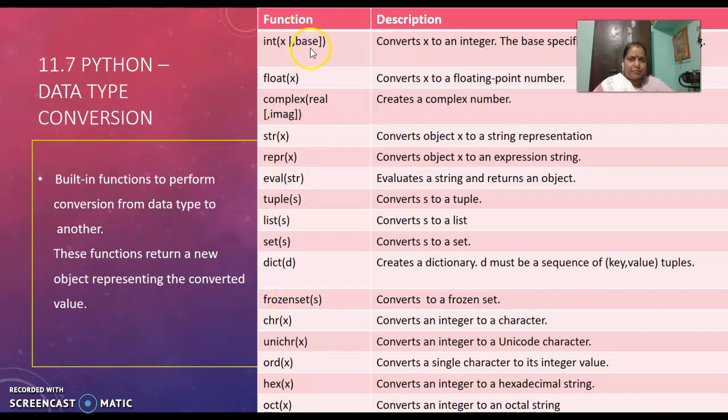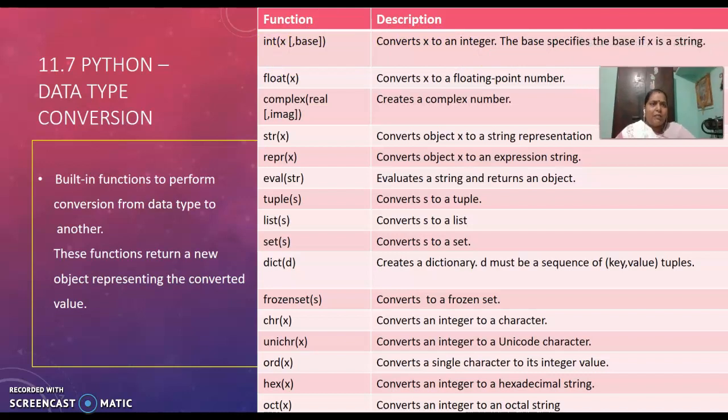The function int(x, base): here x is an integer, and base specifies the base if x is a string. float(x) will convert x to a floating point number. complex(real, imaginary) will create a complex number. str(x) will create a string representation of an object. repr(x) will convert an object x to an expression string. eval(string) will evaluate a string and return an object.